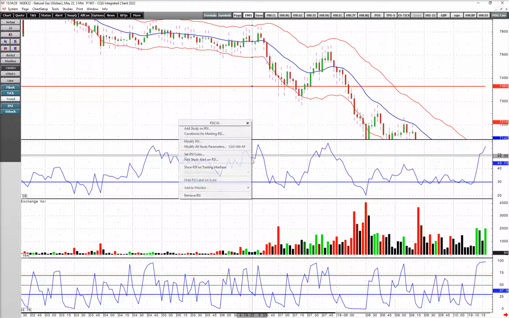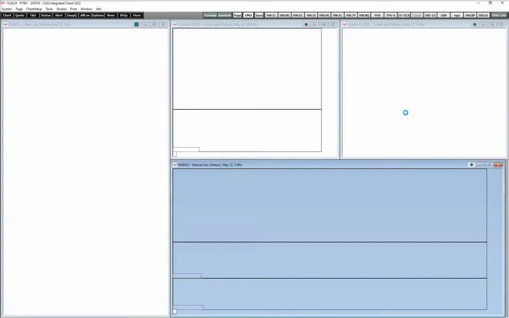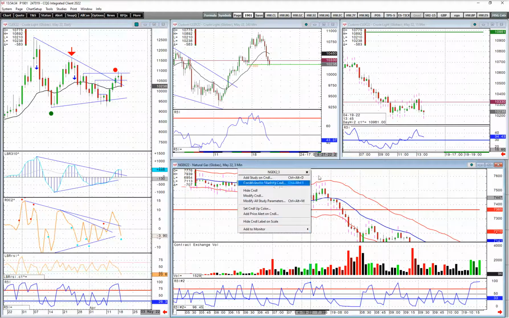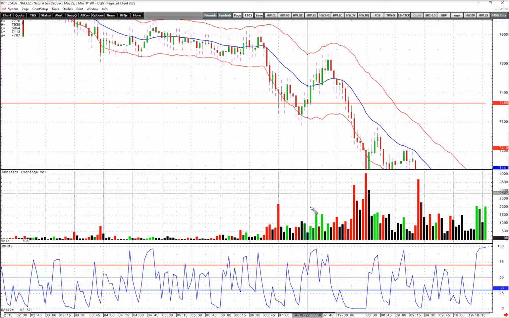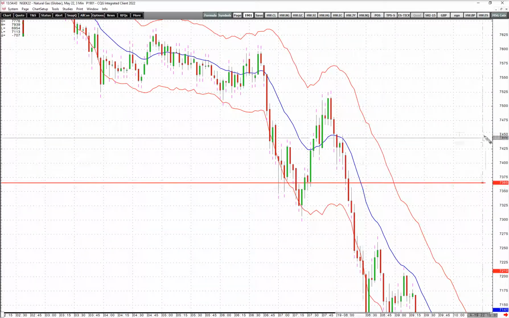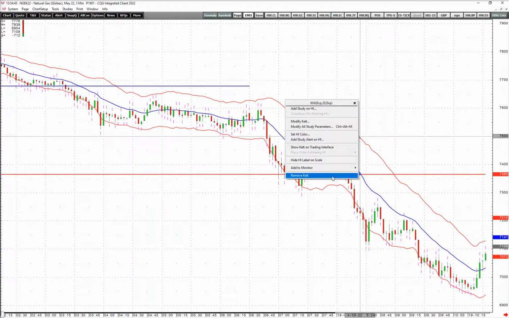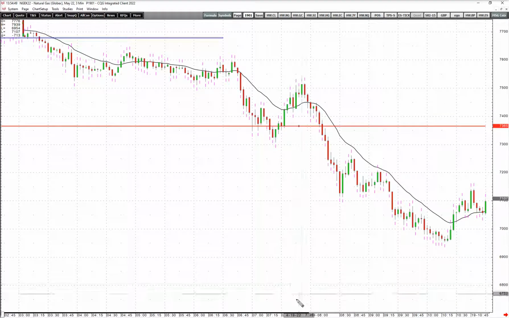Let me take some of this stuff off to clean it up. We don't need volume. We don't need this 2-period RSI. Don't need these Keltner channels. I'm trying to keep this as clean as possible so you can see the pattern.